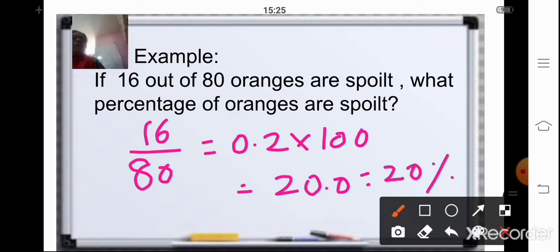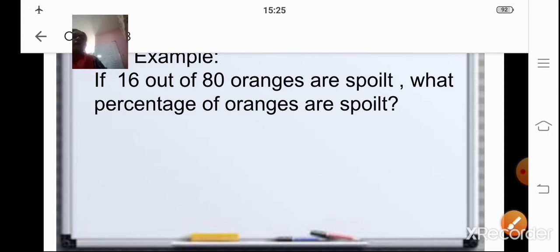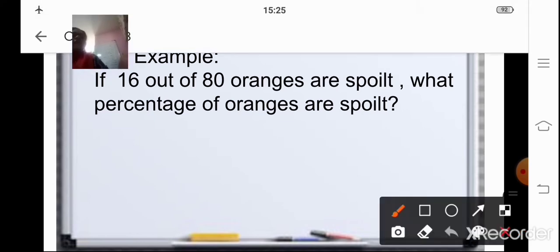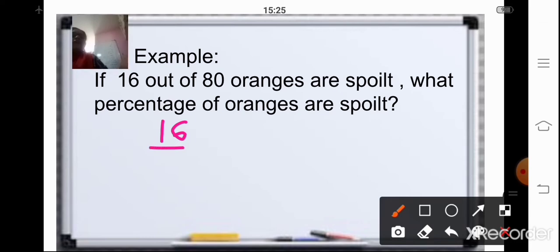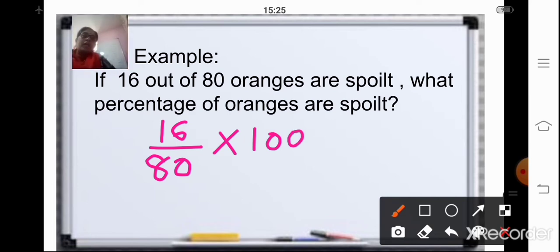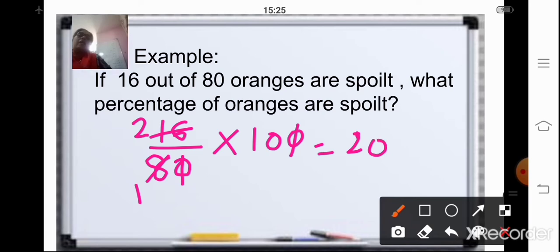Yes, or what you can do is, you can just directly write the fraction, that is 16 out of 80 oranges are spoiled. Now to find the percentage, you will multiply it by 100. Now simplify according to the cancellation, which 8 ones are 8, 8 twos are 16. Now 10 twos are 20. Anyways, you can do the sum. Okay. So 20% of the oranges are spoiled.